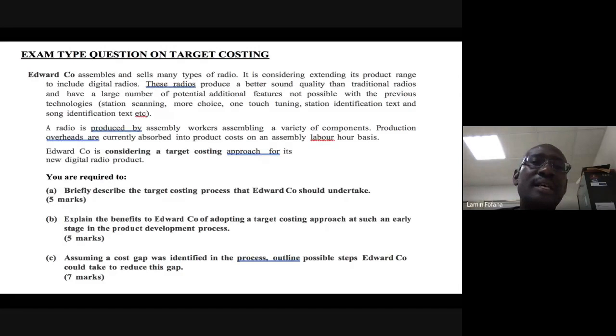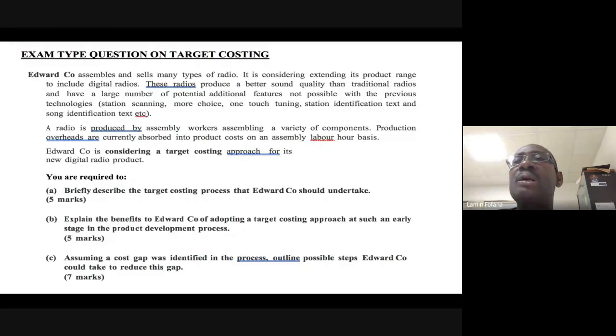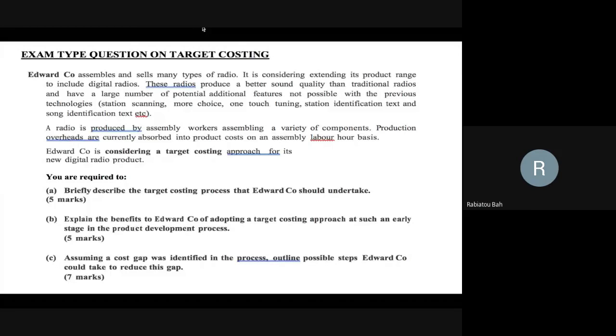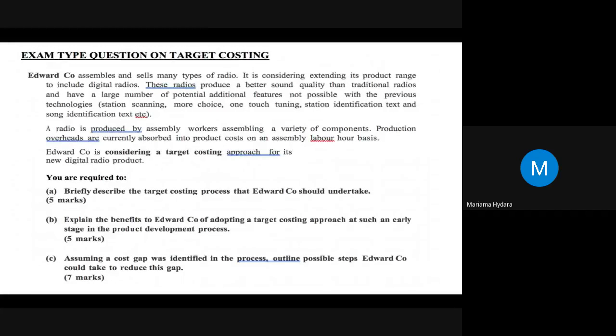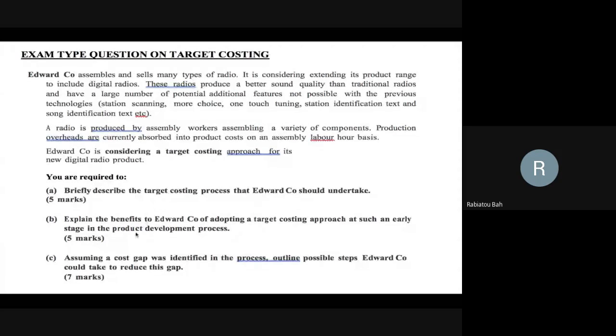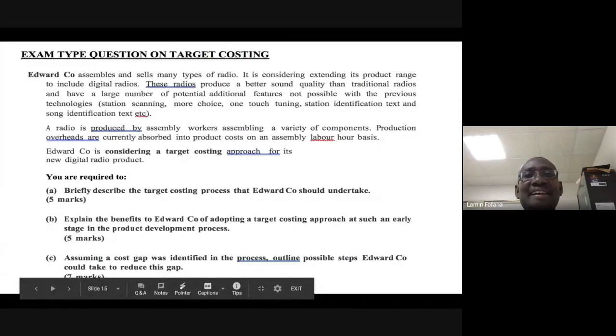What is their current costing technique? It says a radio is produced by assembly workers using a variety of components. Production overheads are currently absorbed into product cost on an assembly labor hour basis. What's their current costing technique? Are you with me, class? Absorption costing, exactly. From this, I think it's ABC.